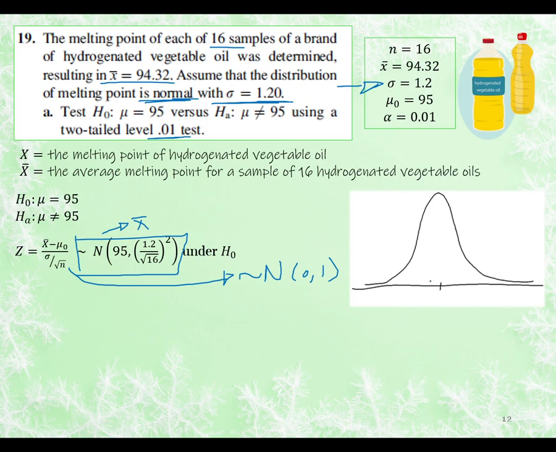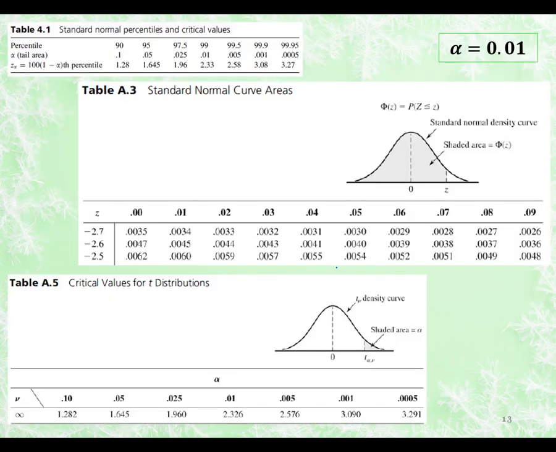Now we have this distribution, so we are going to work with z, not with x bar. When I choose my cutoff point or my rejection region, we are not going to work with values from the distribution of x bar. We're going to go straight to the standard normal.